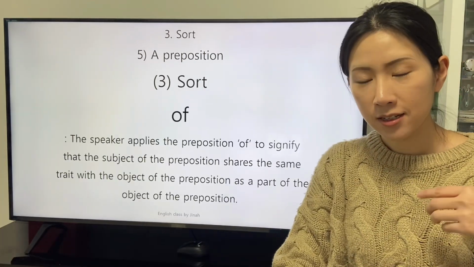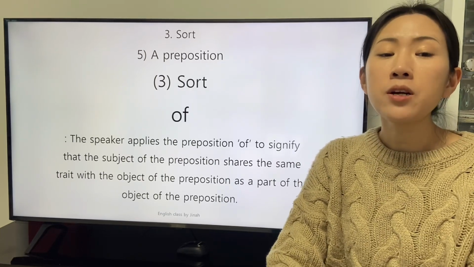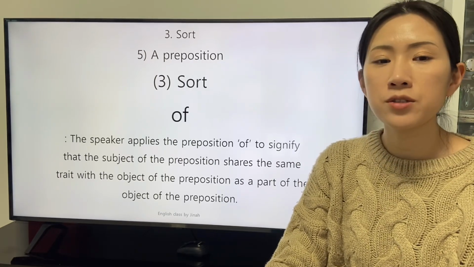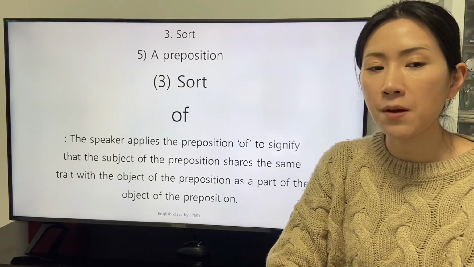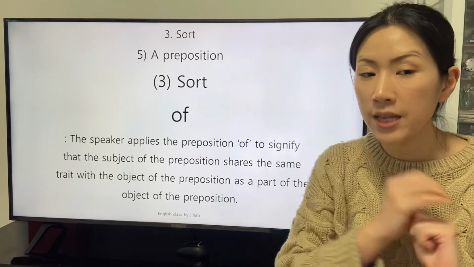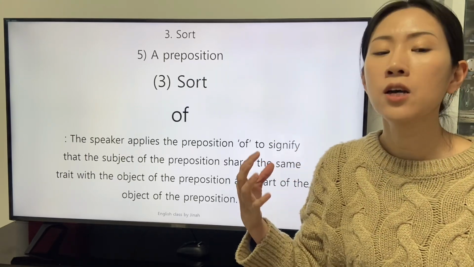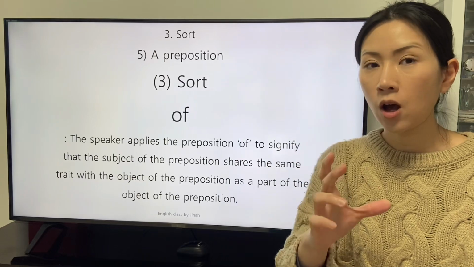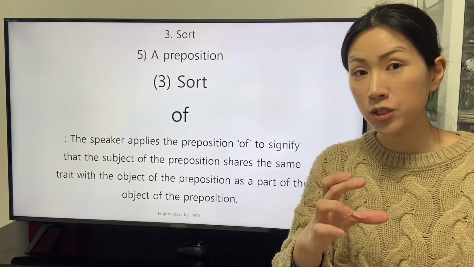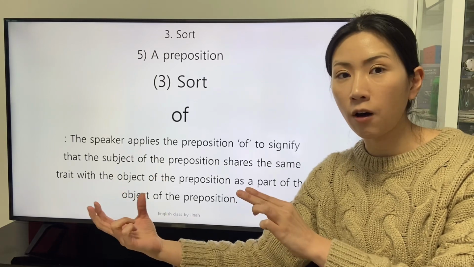The next preposition we will study is the preposition of. The speaker applies the preposition of to signify that the subject of the preposition shares the same trait with the object of the preposition as a part of the object of the preposition. The object of the preposition of includes the subject of the preposition of.